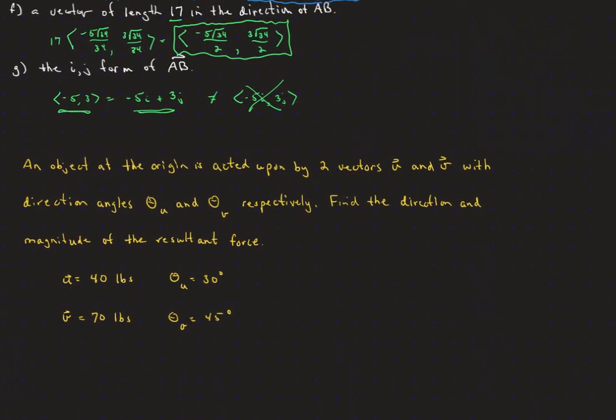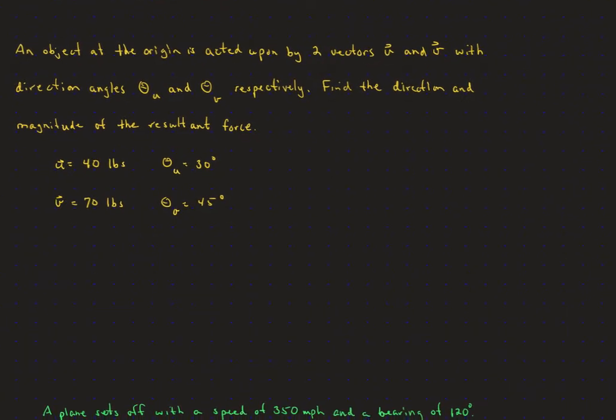Okay, let's see what else we got here. An object at the origin is acted upon by two vectors, vector u and v, with direction angles theta sub u and theta sub v respectively. Find the direction and magnitude of the resultant force. By resultant force, what we mean is the sum of those vectors. So r, the resultant vector, is going to be u plus v. What we want to do first is write u and v in their component form.